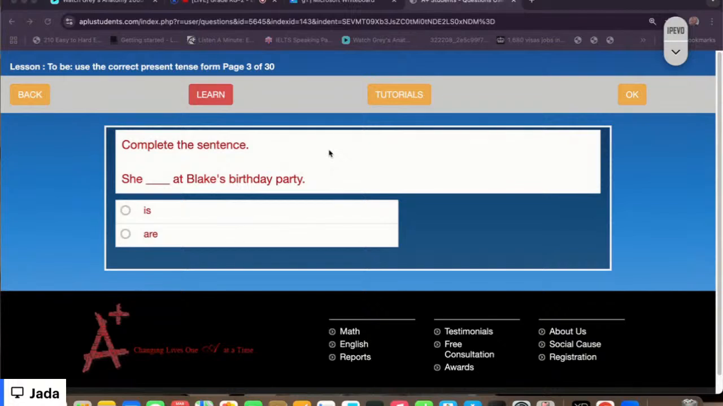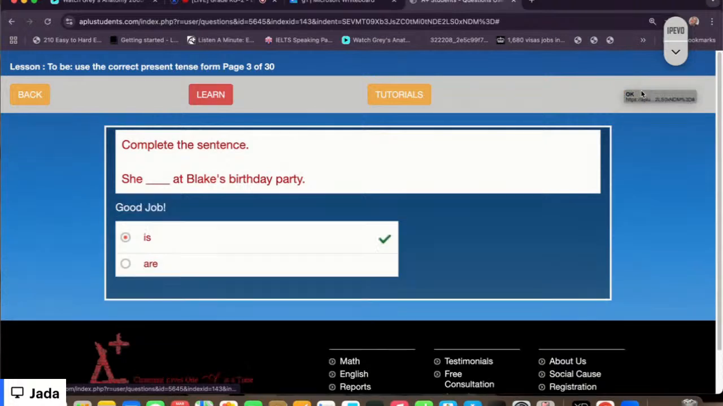These are actually present tense. Okay, these are present tense. So she is at Blake's birthday party because she is talking about one person.